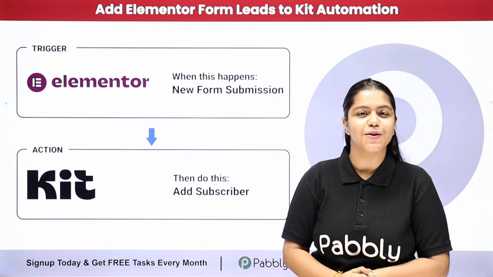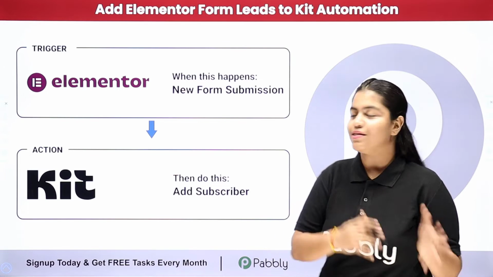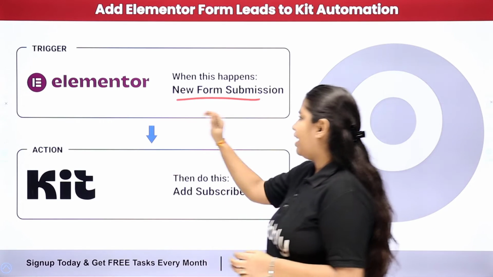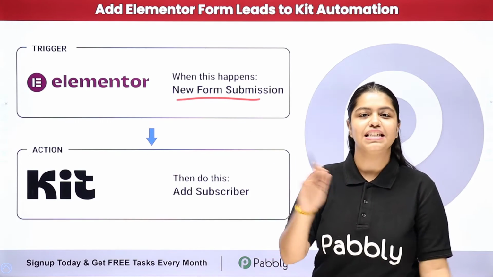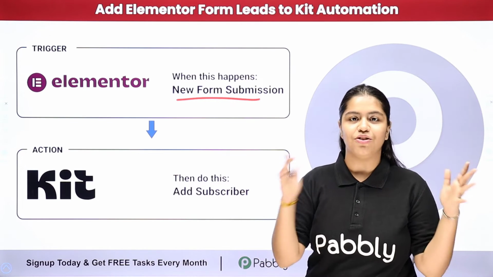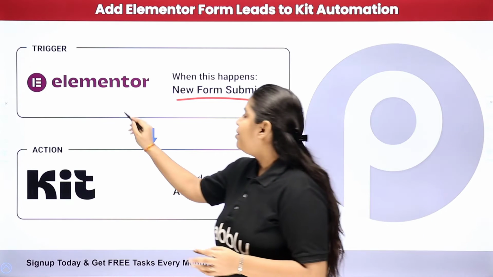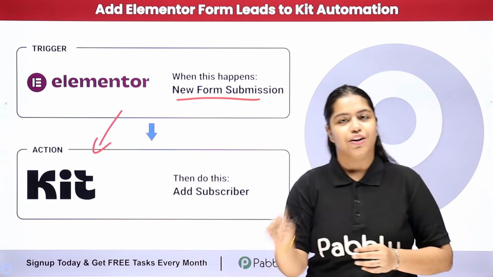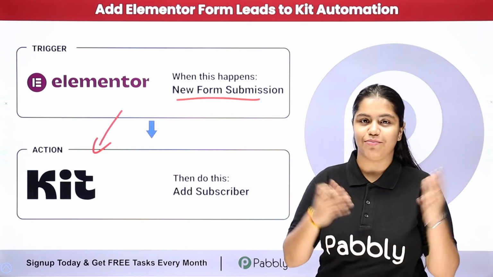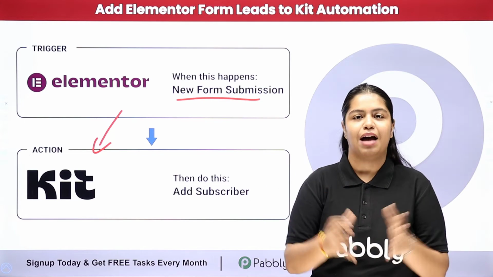So like you, I also use Elementor to collect the lead details, and now what I want is that as soon as we receive a new form submission from Elementor, which is as soon as we receive a new lead, I want to automatically add a subscriber in my Kit account with the same details. So to do this, we are simply going to create a connection between Elementor and Kit, and we are going to create this connection without knowing any programming or coding language using an amazing automation software which is Pabbly Connect.